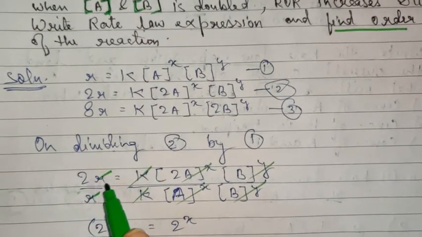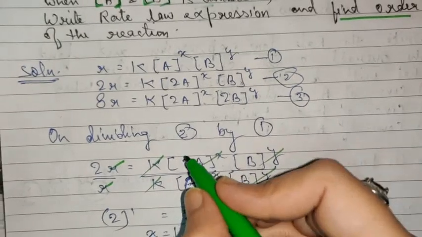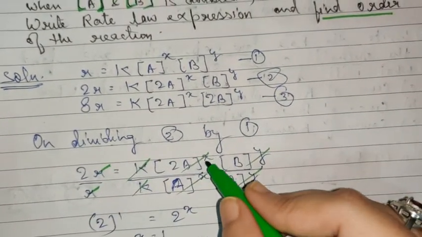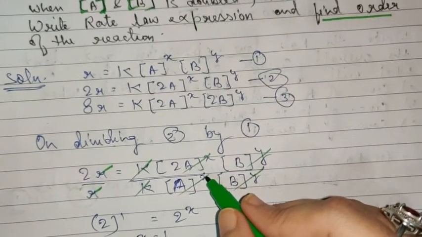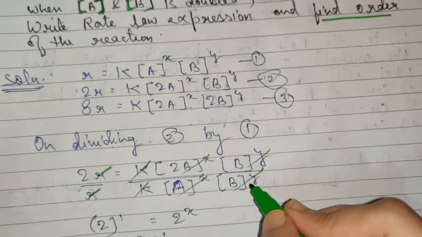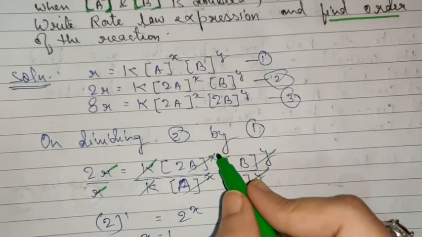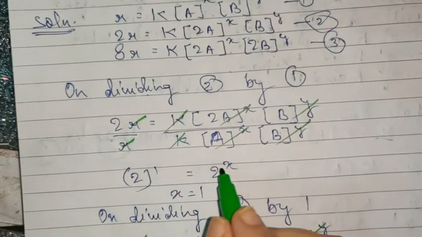Equation 2 is this, as written here. Equation 1 is this. Now on dividing, k will get cancelled off, r and r will get cancelled off. A raised to the power x and A raised to the power x will get cancelled off, B raised to the power y and B raised to the power y will get cancelled off. You will be left with 2 raised to the power x, because this x is applicable to both 2 and a. So you'll get an equation like this.